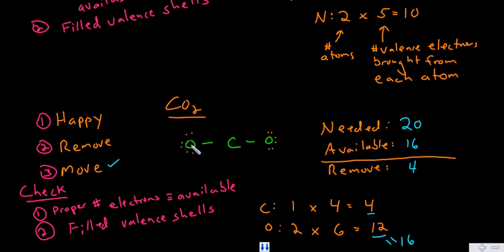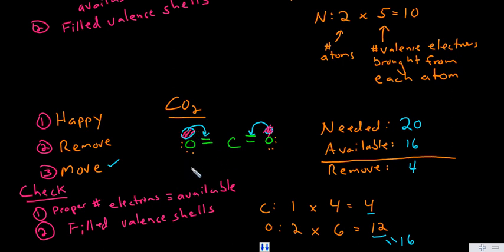So oxygen is happy. It currently has 2, 4, 6, 8 valence electrons. But carbon is not happy or stable. It only has 4 valence electrons. Move 4 more valence electrons in towards it. And when you do that, you'll be forming new bonds. Be sure to erase those electrons which you just moved.